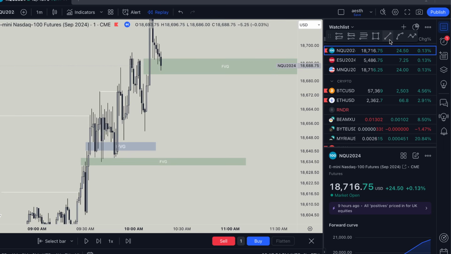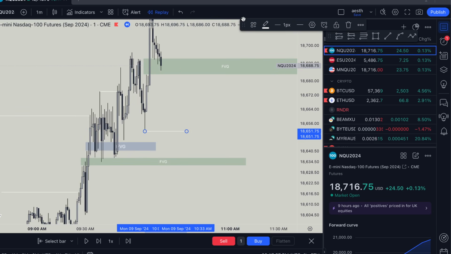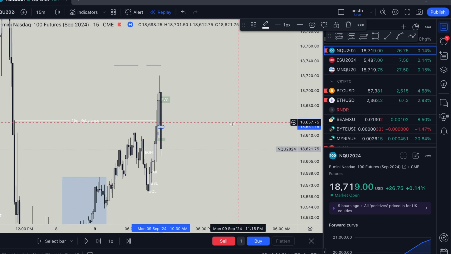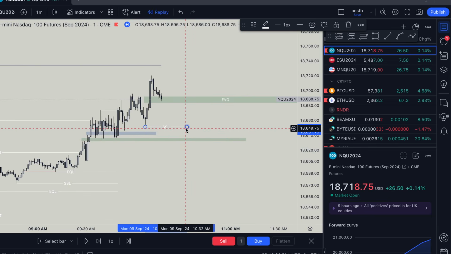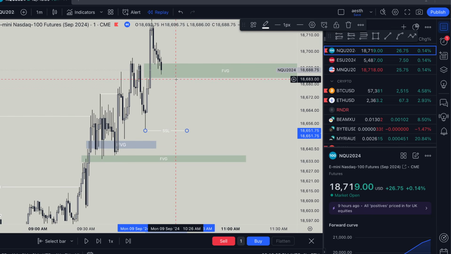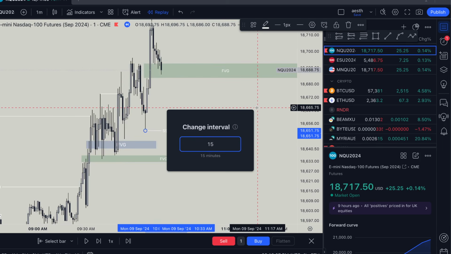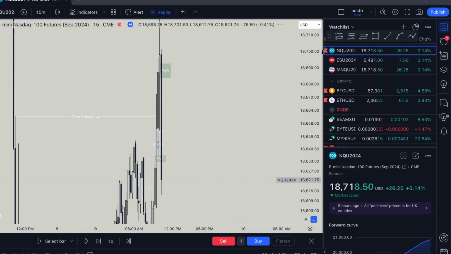Why? Because we have just a super nice low right here, as well as, oh my god, the unfilled 15-minute. That 15-minute time frame just shows it already ripped down, but we have the unfilled 15-minute, which is going to be, let me mark it out right here.